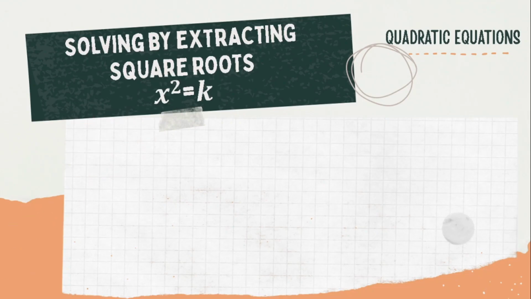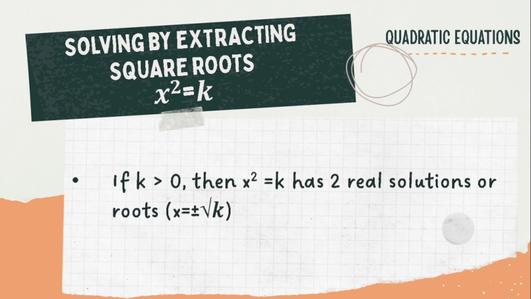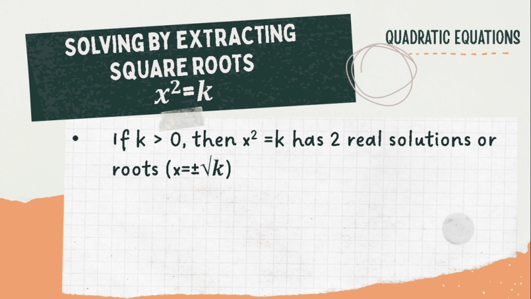Let us start with solving quadratic equations by extracting square roots. Quadratic equations written in the form x squared is equal to k can be solved by applying the following properties. If k is greater than 0, then x squared is equal to k has two real solutions or roots. For example, x squared is equal to 4. Then, the roots are x is equal to positive 2 and x is equal to negative 2, because positive 2 squared is equal to positive 4, and negative 2 squared is also equal to positive 4.